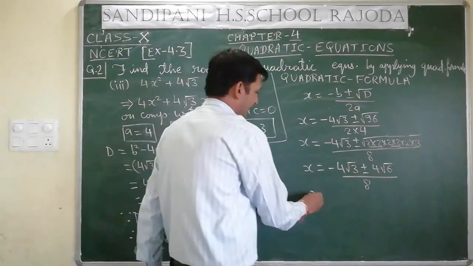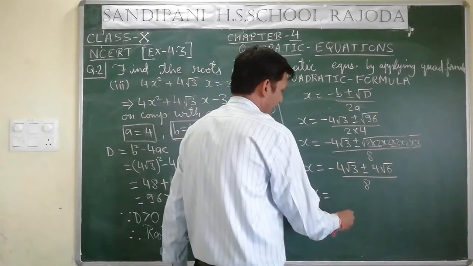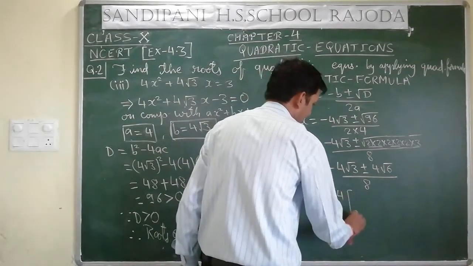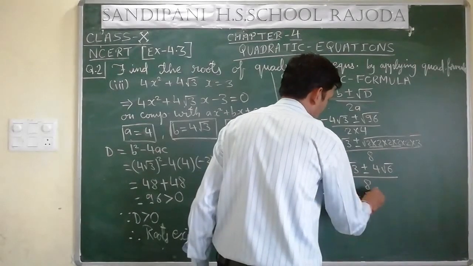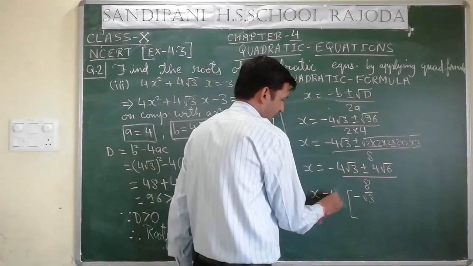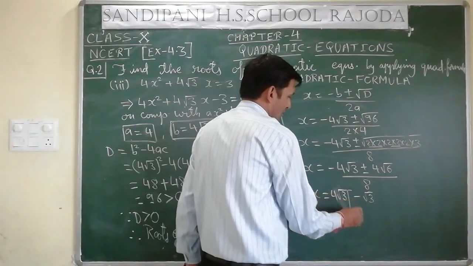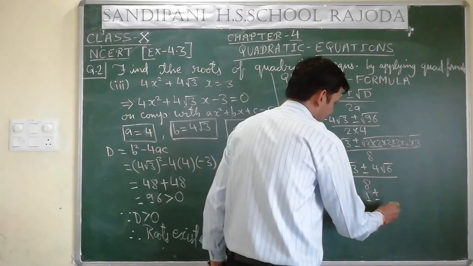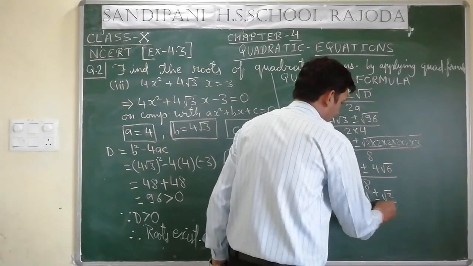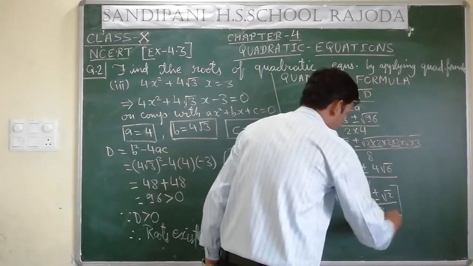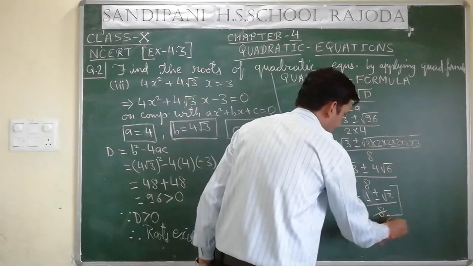So we may take 4 common here. If we take 4 common, then what will happen? Minus root 3. You may take 4 root 3 also common from here. So this will become minus 1 plus minus root 2 upon 8. So this will become 4 2s are 8.